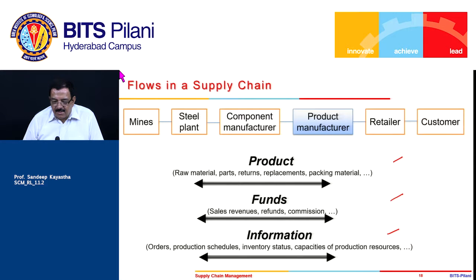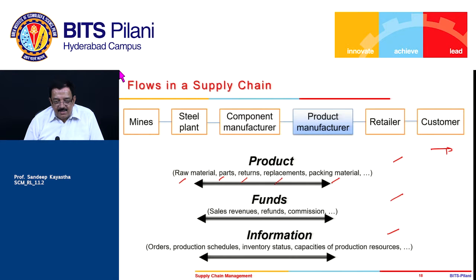When we use the word product, it also includes raw materials, parts, sub-assemblies, returns by the customers, replacement asked by the customers, and the packaging and packing material which moves along with the material. The flow of product can happen in both ways. Raw material largely will move in this direction. It will get transformed into the product, and from manufacturer it will go to the retailer, and from retailer it will go to the customer.